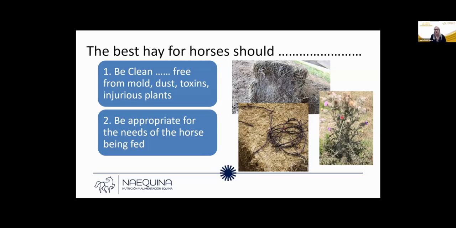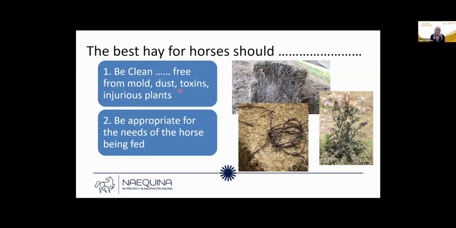And over here we have a plant that we call a thistle, and this thing has big thorns on it that could injure the horse's mouth. So if something like this is baled up in the hay, the horses may be able to pick around it, or they may consume it, and then that can damage their mouth. So the most important thing before anything else is that the hay should be clean. And so it should be free from all of these other components.